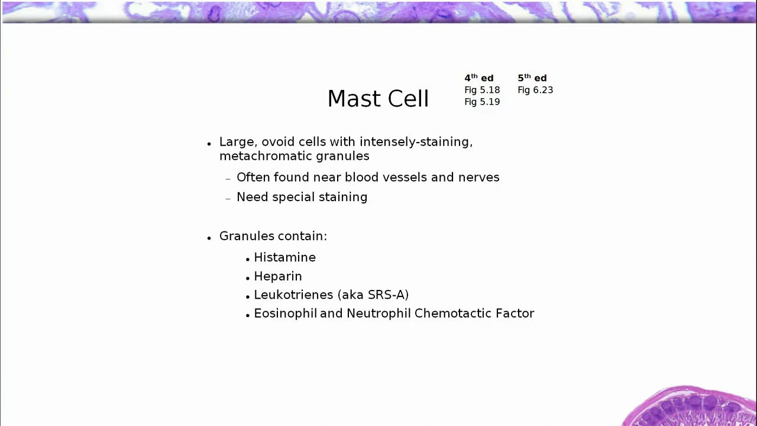It also has to do with muscle. The muscle in blood vessels has a different type of receptor that reacts to histamine differently than the muscle in your airways, which causes constriction, whereas in blood vessels it causes dilation.